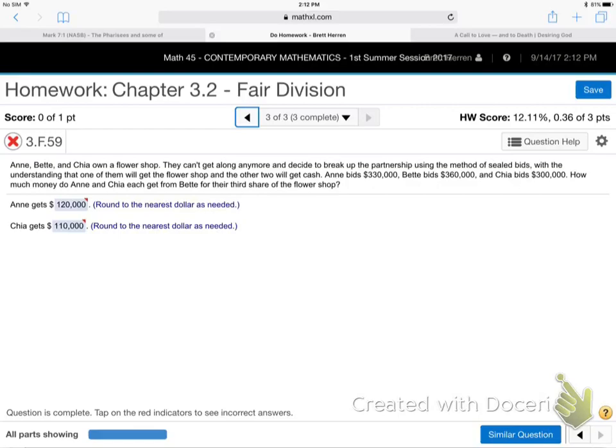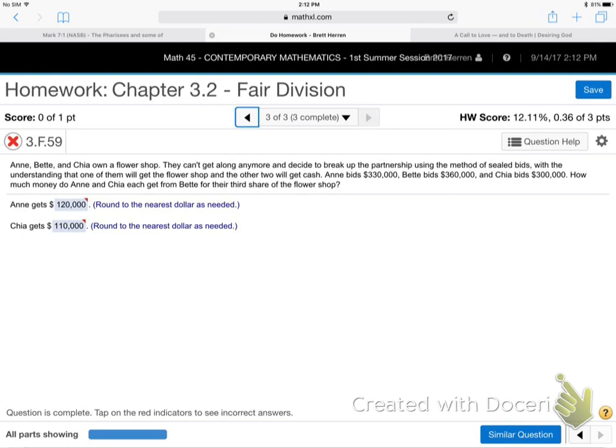Let's try this one. Ann, Betty, and Chia own a flower shop. They can't get along anymore and decided to break up the partnership using the method of sealed bids. So that's what we're doing. With the understanding that one of them will get the flower shop, the other two will get cash. They all bid, and they're only bidding on one object.